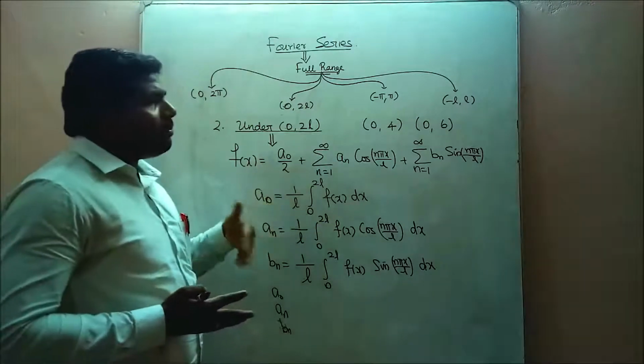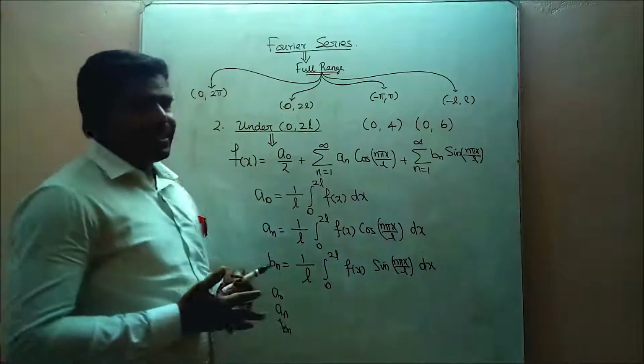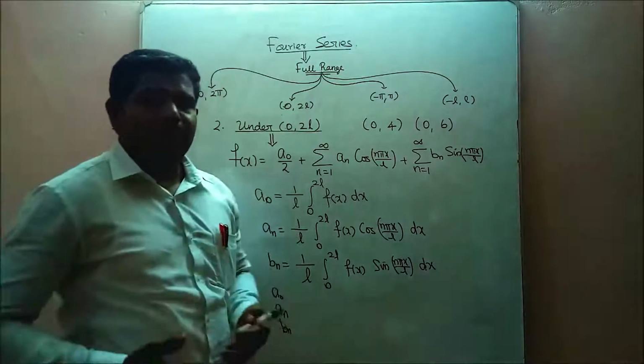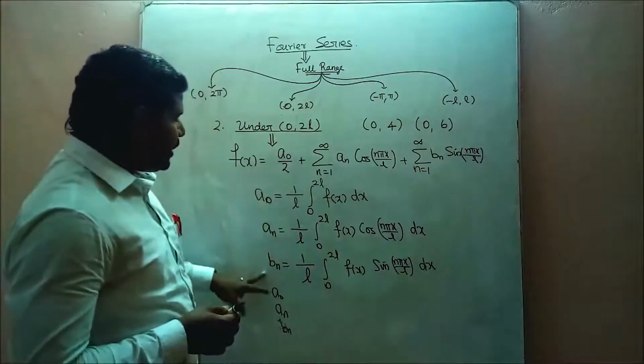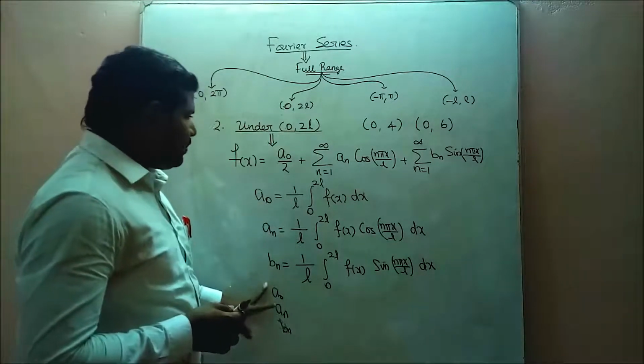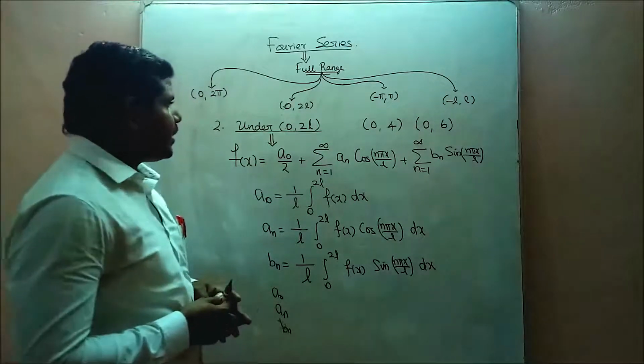In some problems, the Bernoulli formula is needed. In some problems, we apply the formulas for integral e power ax into cos bx dx and integral e power ax into sin bx dx, and then we will get a0, an, bn. After finding a0, an, bn, substitute here and we will get the required answer for this category.